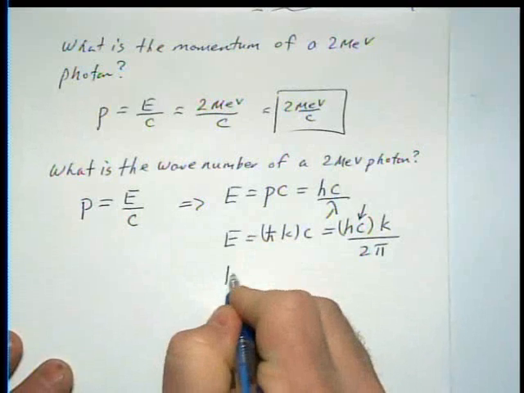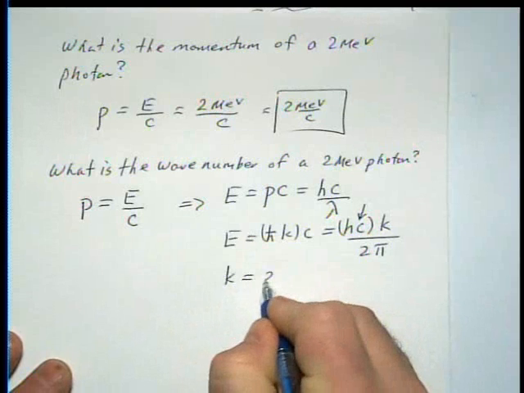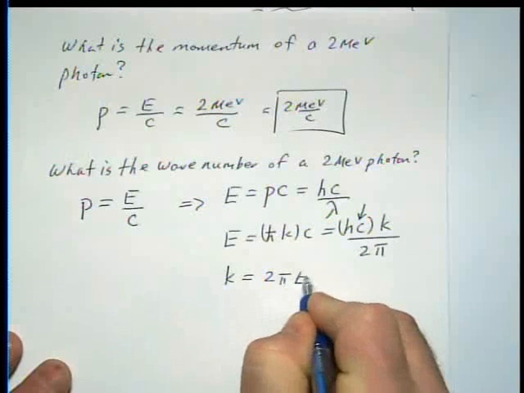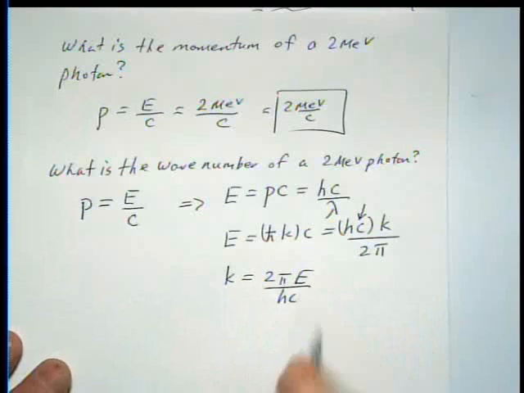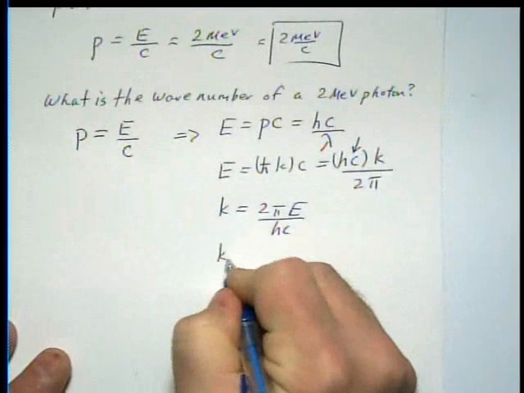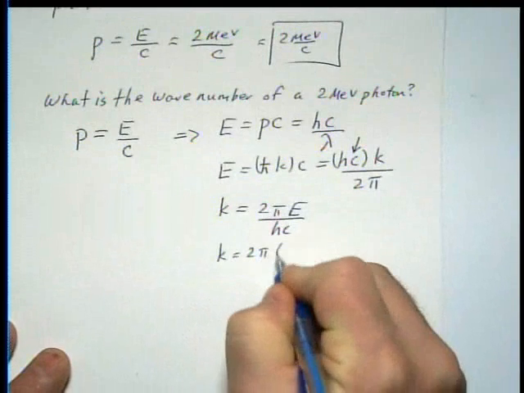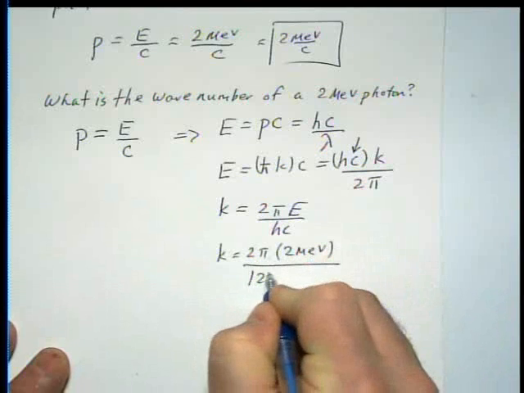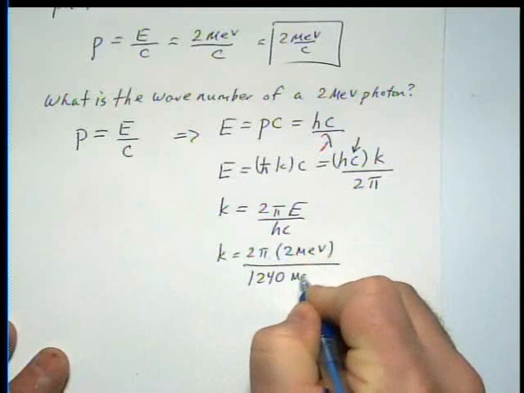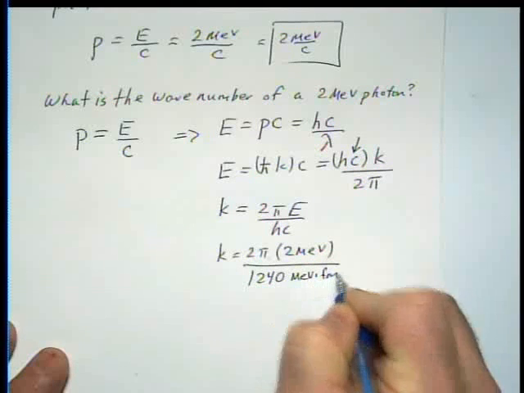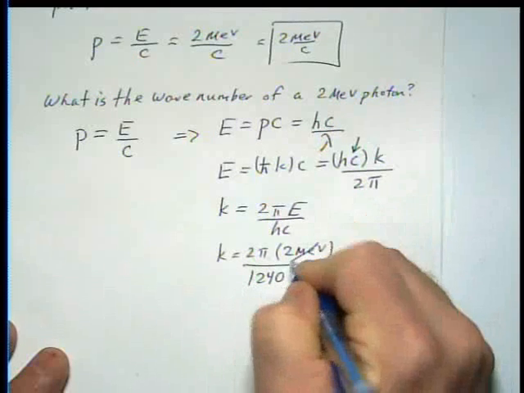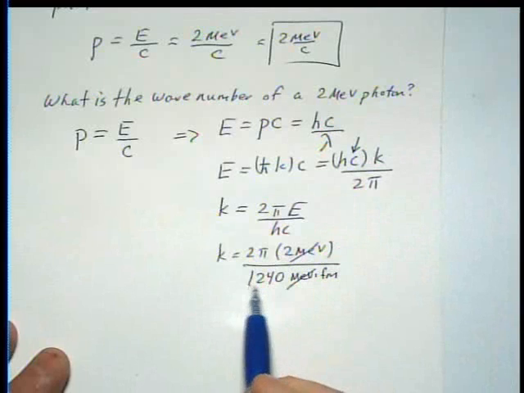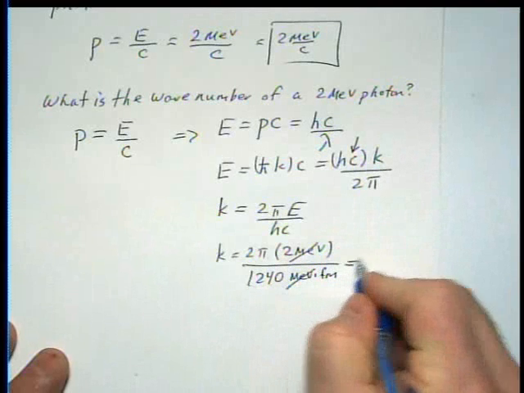So take this guy, do it like this, and you get k is 2 pi, 2 MeV, over 1240 MeV Fermis. The MeVs cancel. 4 into 1240 is 310.